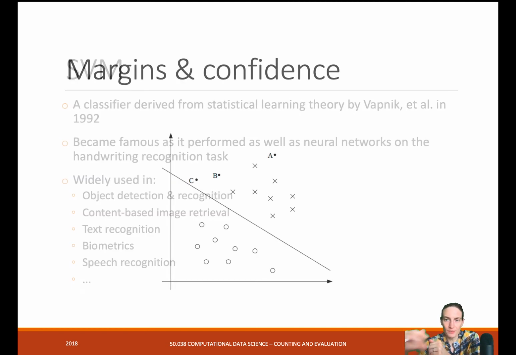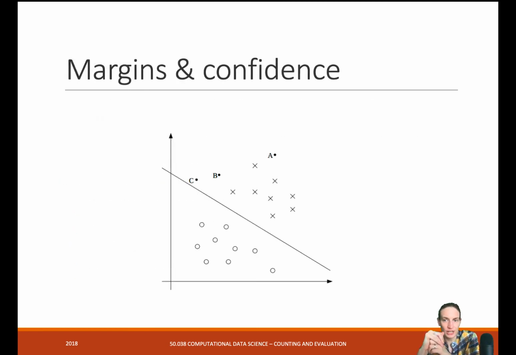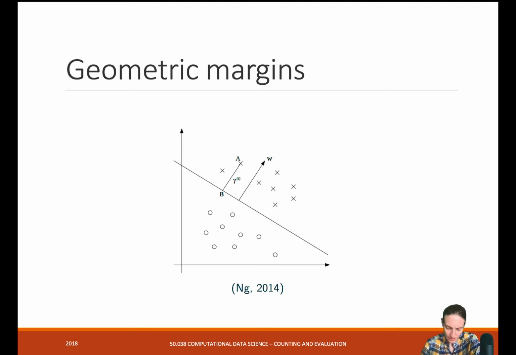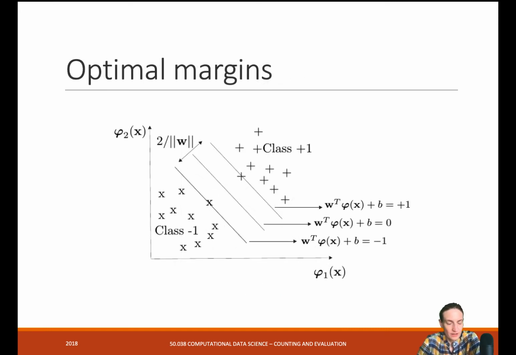So to understand SVMs, we need to talk a little bit about margins and confidence. Suppose we have a simple classification. In this case, the axes are features, and we have a linear classifier. In this case, we can define geometric margins as the distance of an instance from the separation line. So, in SVM, it's all about optimal margins.